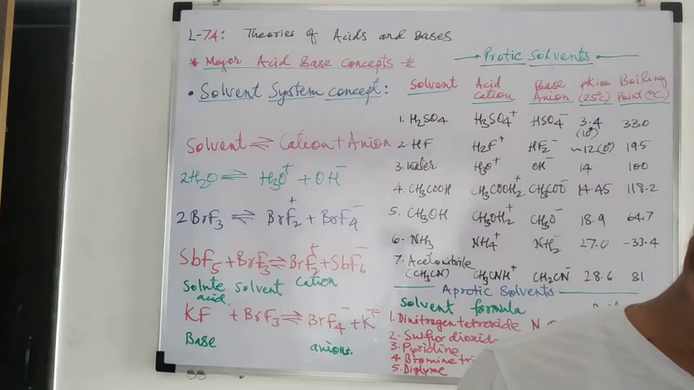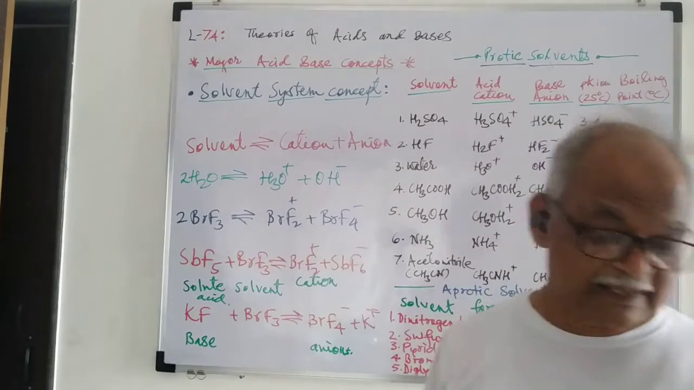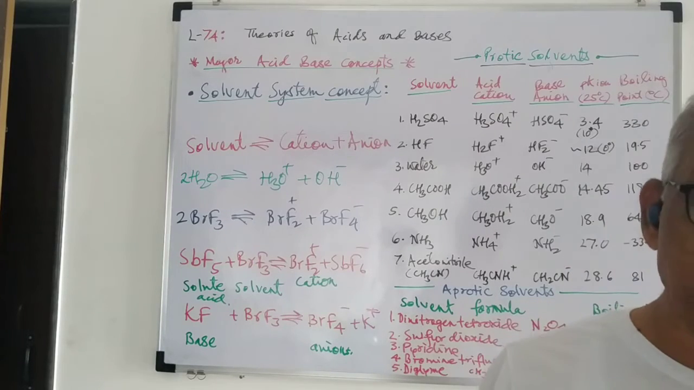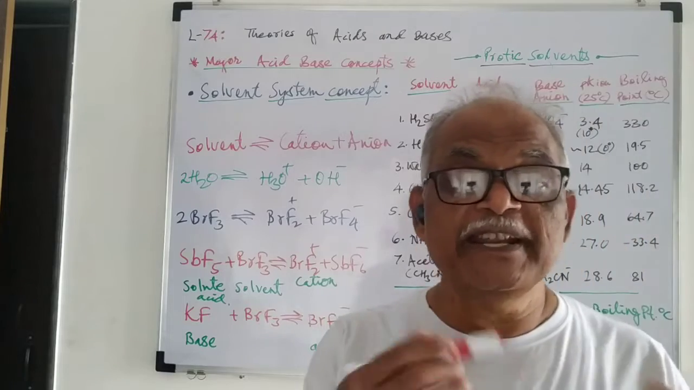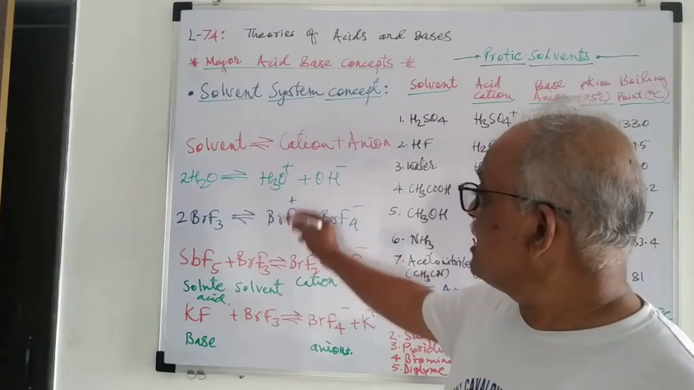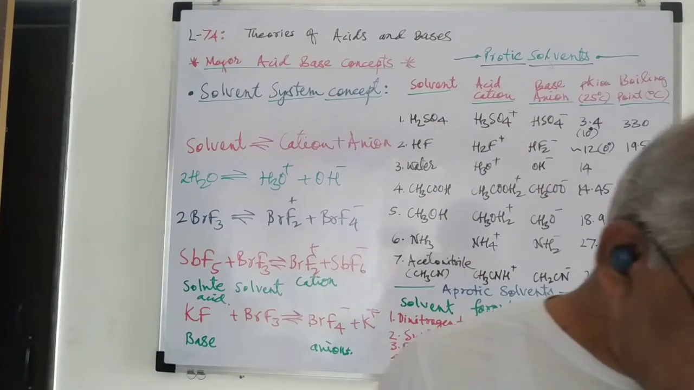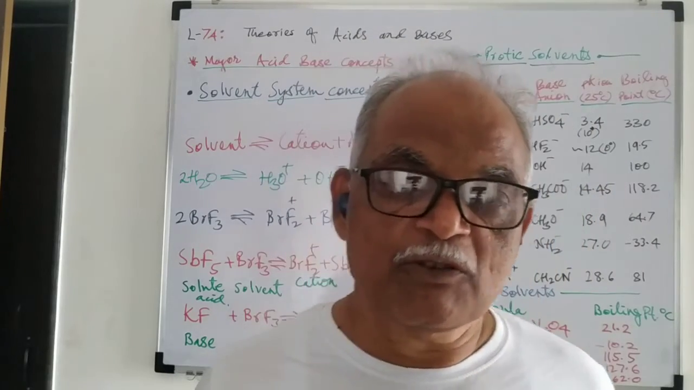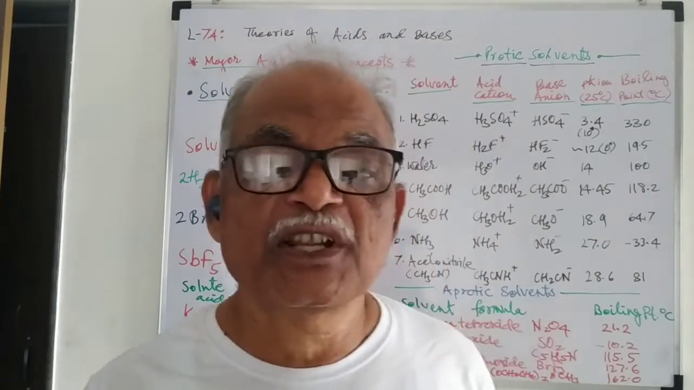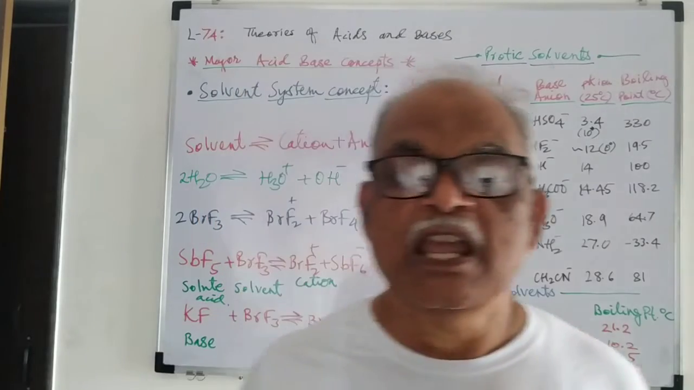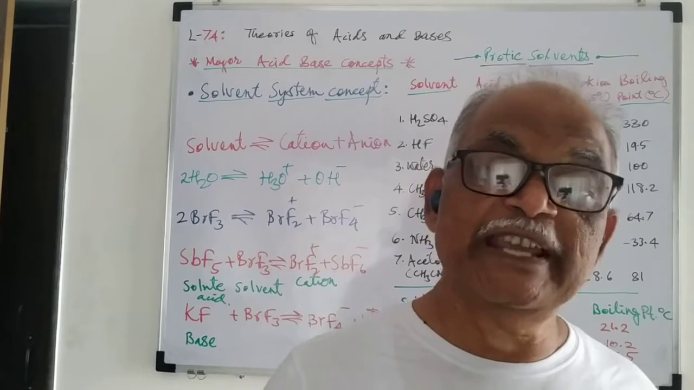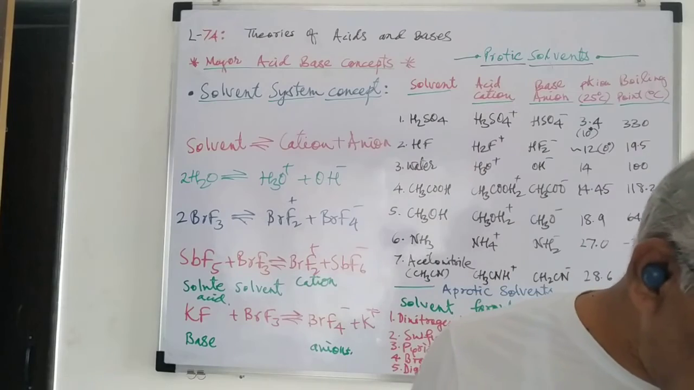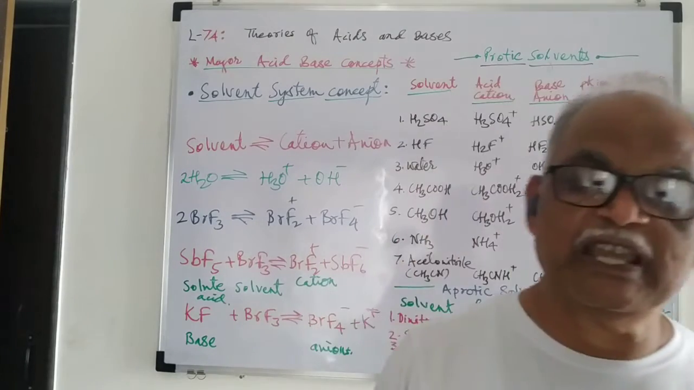Now, if we compare the acids and bases by different concepts, according to Arrhenius, the acid reacts with base to produce salt and water. For example, HCl plus NaOH gives H2O plus NaCl. Similarly, we have the Bronsted-Lowry concept we have seen earlier.